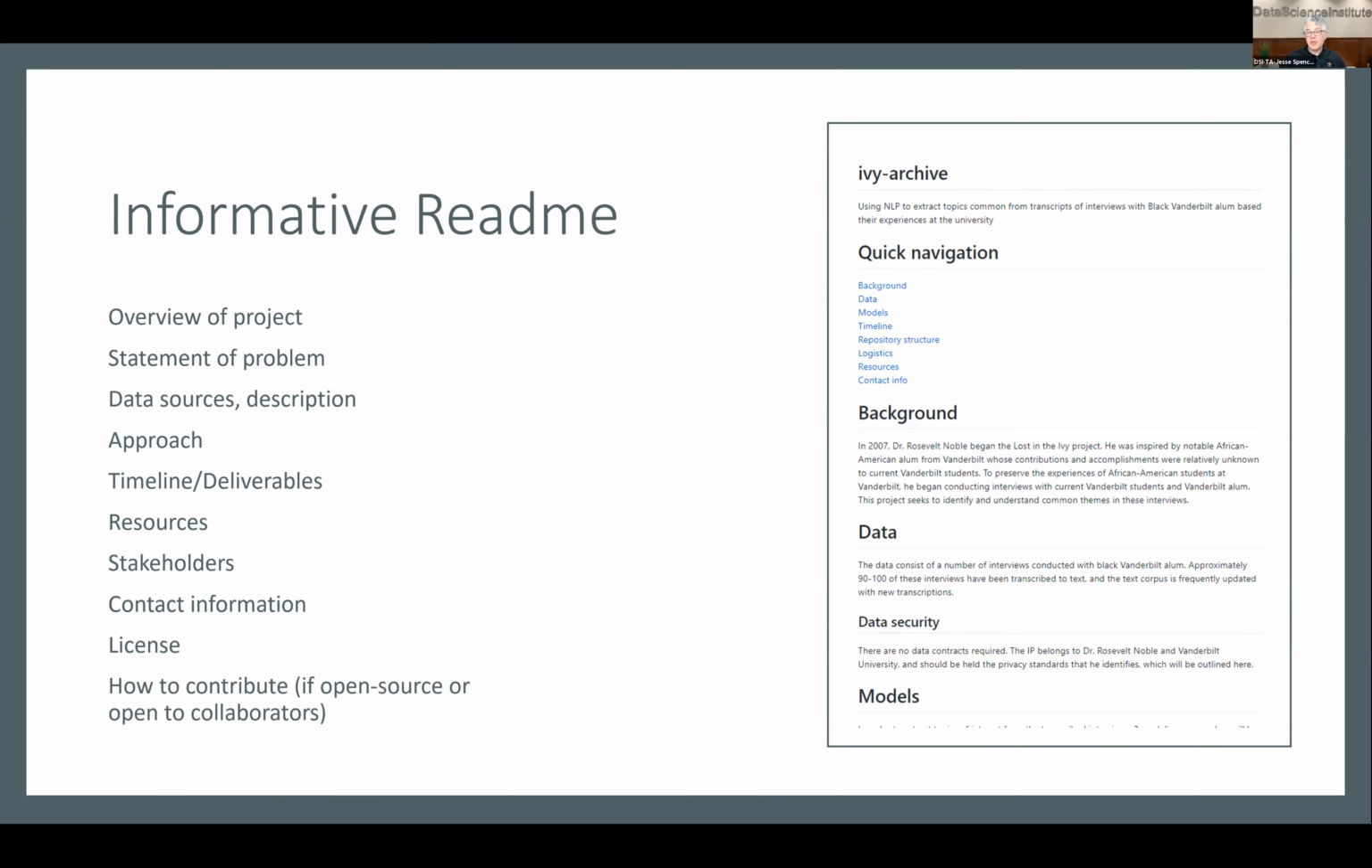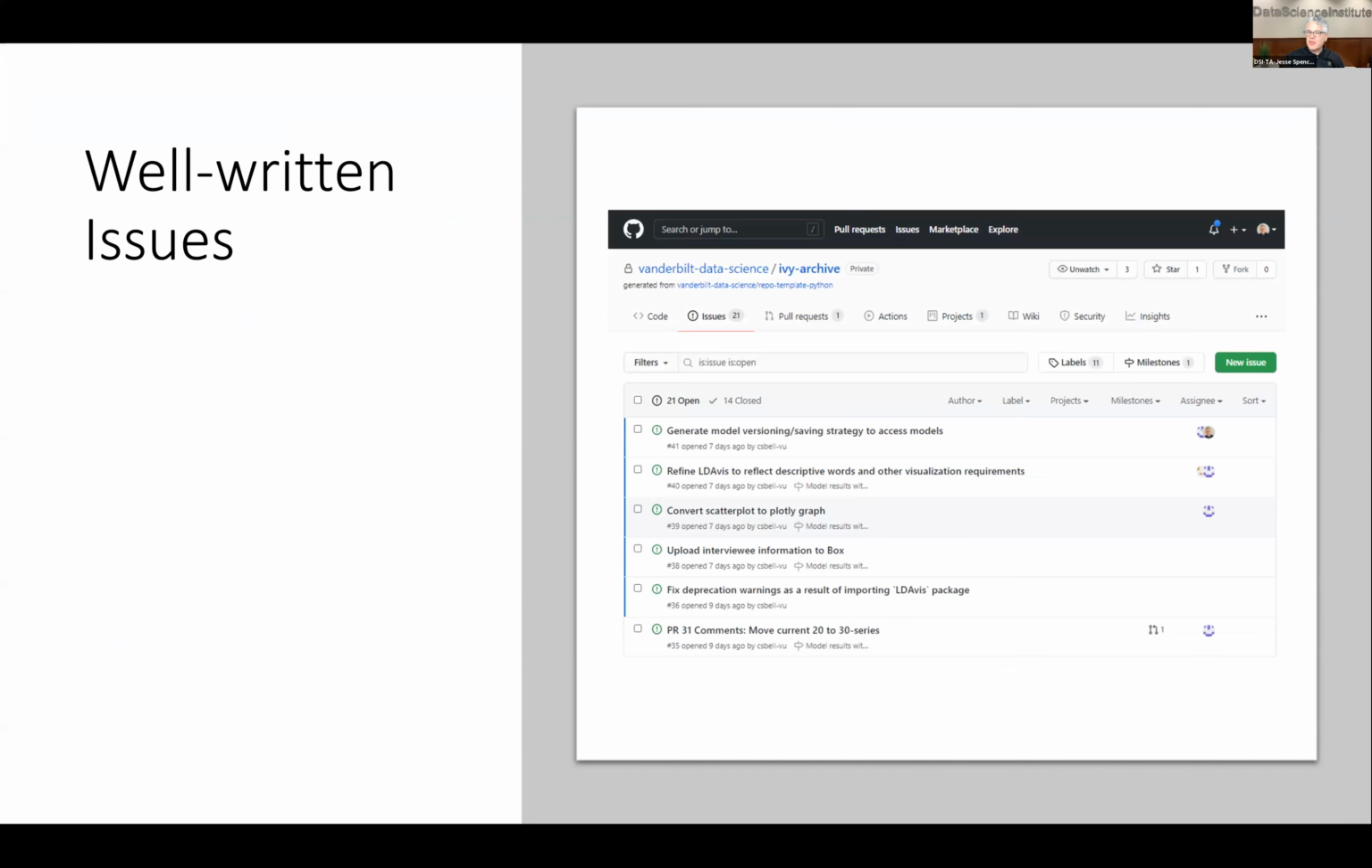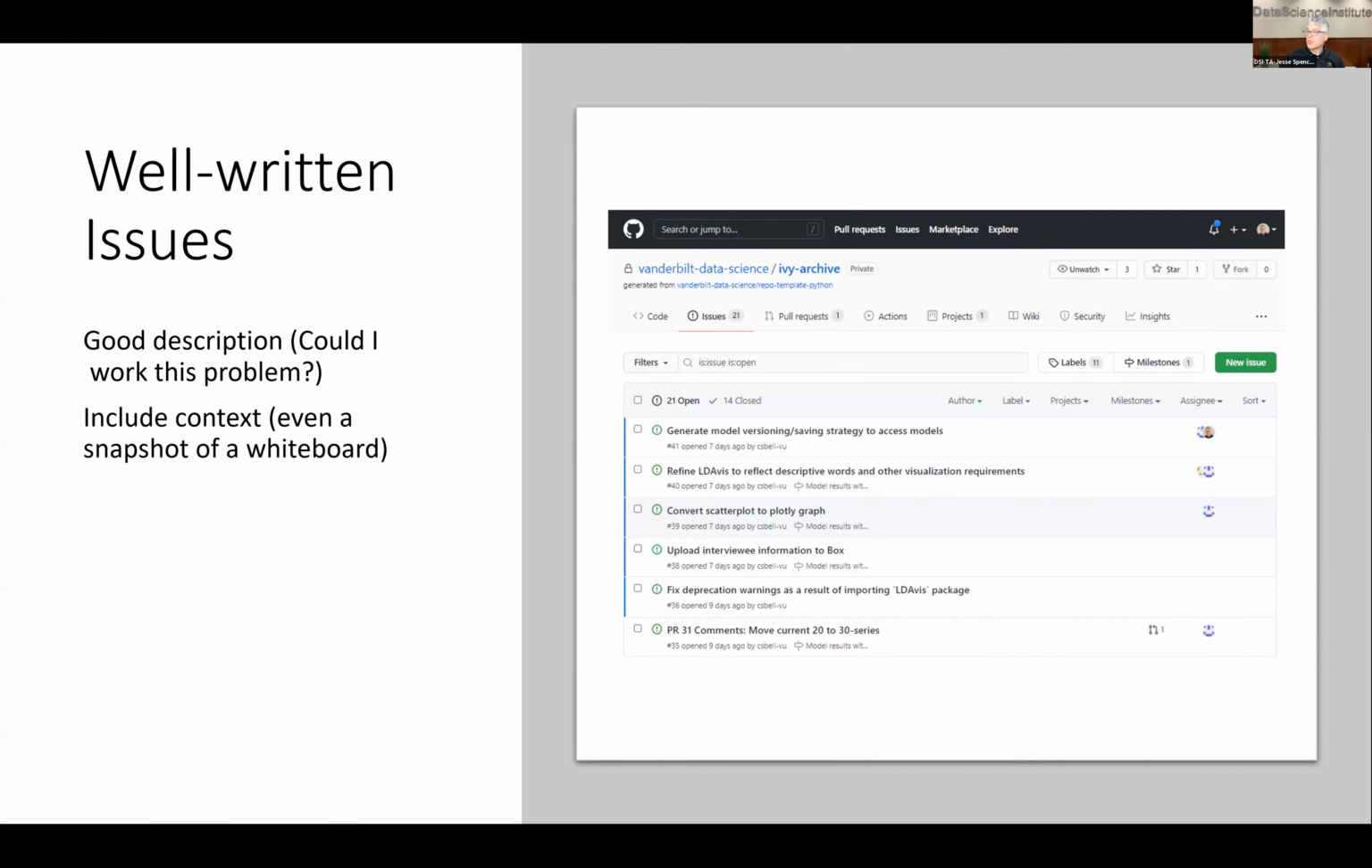And finally, how to contribute, especially if it's open source. You want people to join, you better leave the door open for them with a welcome mat. Okay, well-written issue. So it's a good description. And the way that you can tell if it's a good description: could I work this problem? Or could someone work this problem if they don't know everything I know? It includes context. Sometimes this can even be a snapshot, literally, of a whiteboard. The cool thing about issues is you can drag and drop pictures and drawings and whatever you need to in there. Whatever is required to give people a good sense of what's going on.